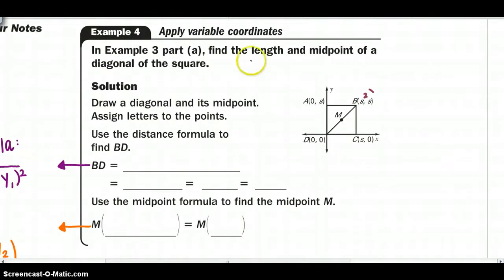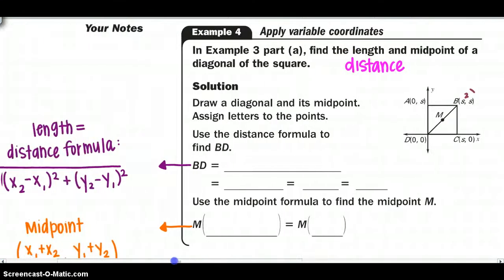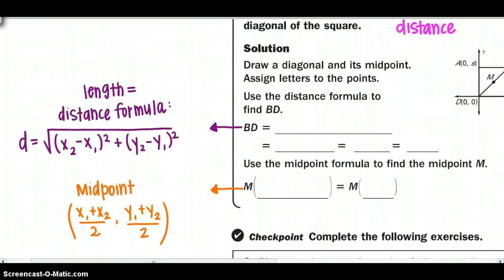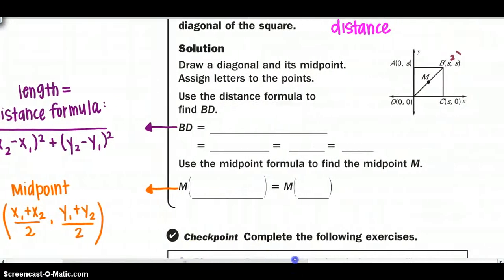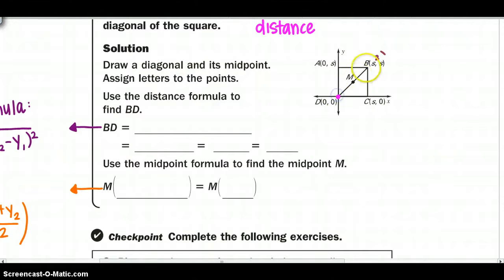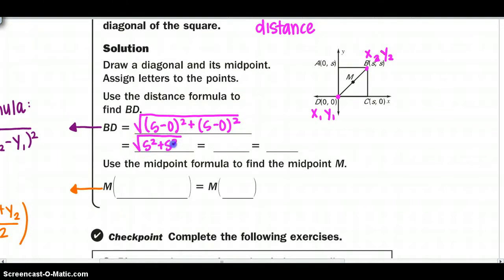So in example 3, we want to find the length or the distance of the diagonal and the midpoint. So just as a refresher, if you want to stop this video and write down your formulas, you can. We're going to find the distance of BD, so we're going to put x1, y1, x2, y2, and we're just going to plug it in, so don't really make it any different than normal. S minus 0 squared plus S minus 0 squared. You would then get S squared plus S squared, which gives you 2S squared.